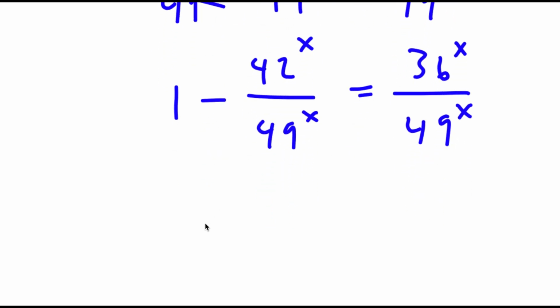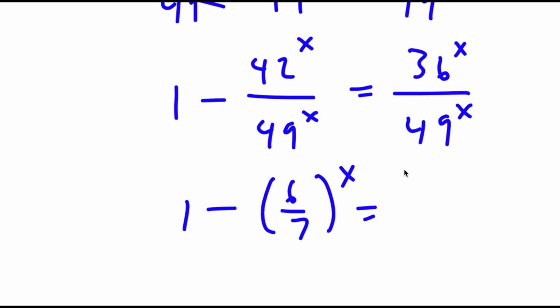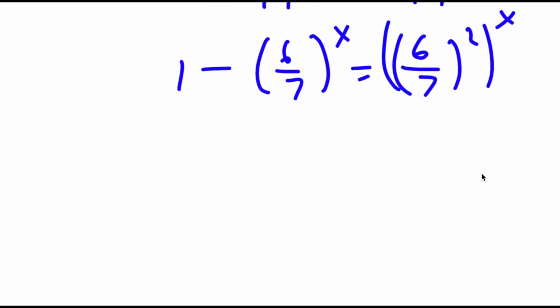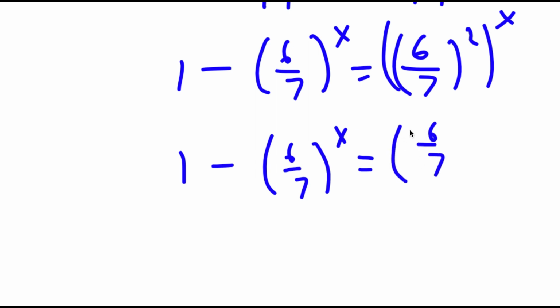Now 42 over 49, that's the same thing as 6 over 7. And 36 over 49, that's the same thing as 6 over 7 squared to the power of x. And now I can actually switch the places of 2 and x. So this is the same thing as 6 over 7 to the power of x, squared.